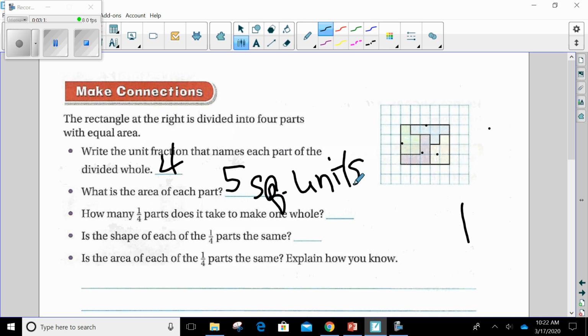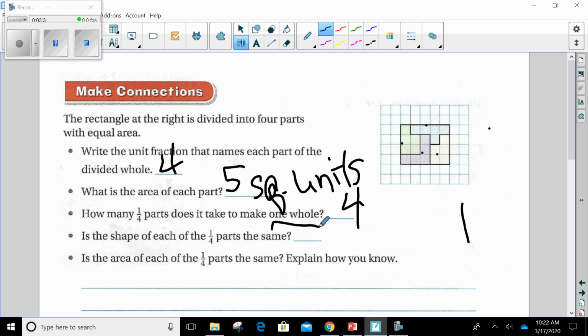How many 1/4 parts does it take to make one whole? Well, there's 4 parts. How many does it take to make one whole? Well, there's 1/4, there's 1/4, there's 1/4, there's 1/4. How many fourths does it take? Well, we know it's 4, because 4 fourths equals 1 whole.